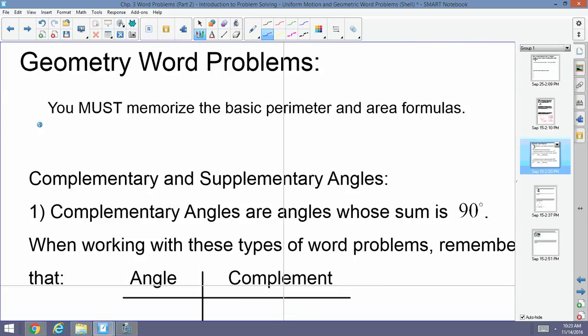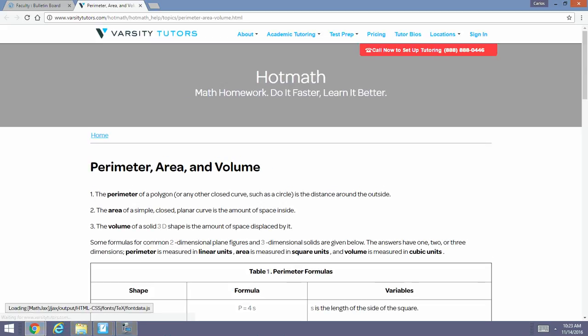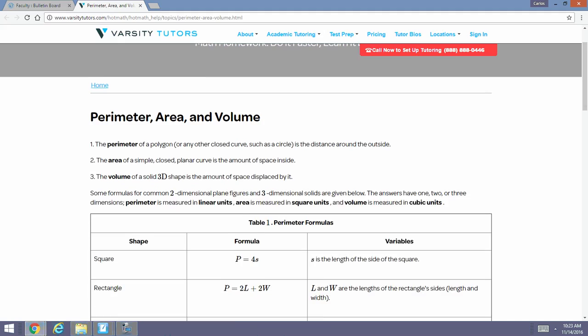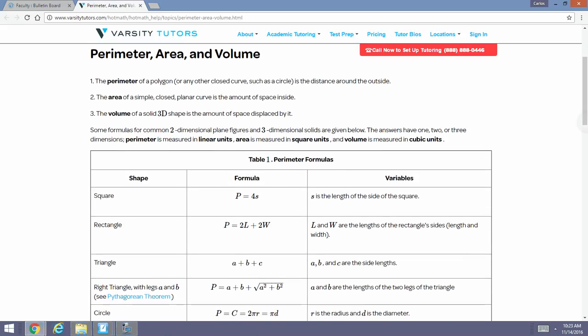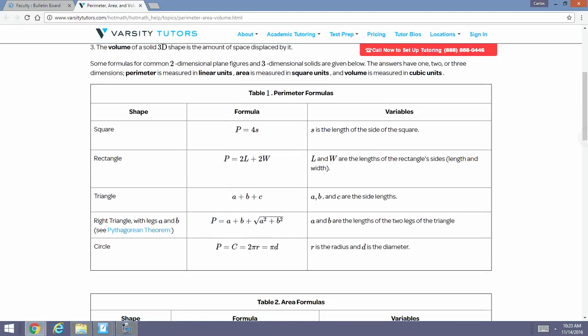Now we're going to leave distance for a while. Now we're going to go to the happy place called geometry word problems. The good news about this is that all of you took geometry. So all of you should know geometry, and all of you should know these formulas. And if you don't know these formulas, perimeter, area, volume, I suggest you learn them quite quickly. These are all formulas that you should know.